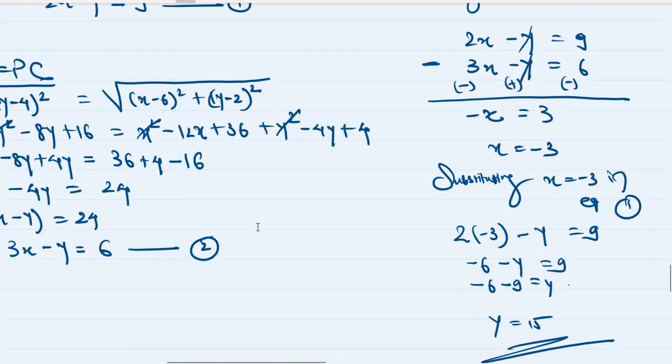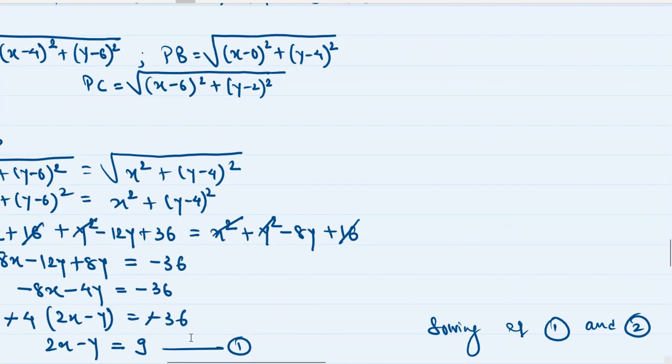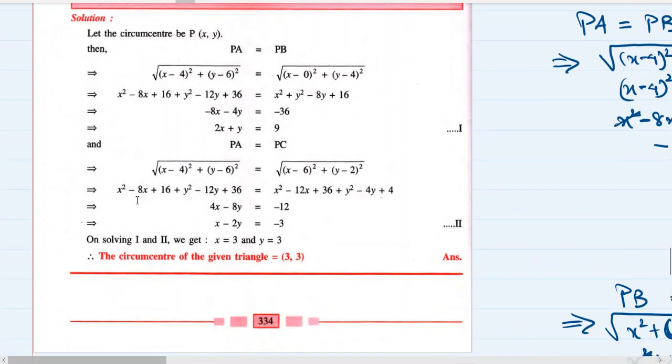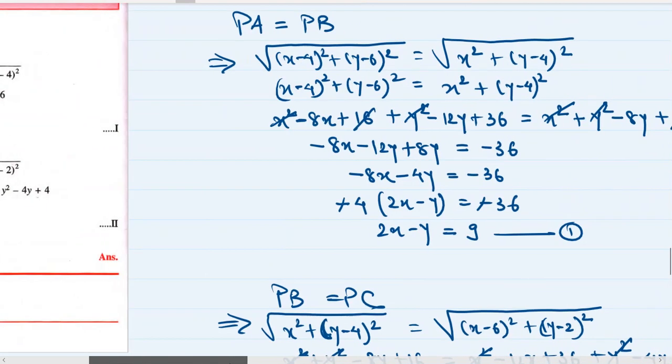Let's check the answer. This was a good question. Okay, so the answer is wrong. Apparently, the answer is 3 comma 3. The two equations which they have got are 2x plus y is equal to 9. Let me check the first equation. 2x minus y is equal to 9. Oh my god, see the silly mistake over here. I have taken out minus 4 and I've still kept minus sign inside. So this will be plus and this will be plus.